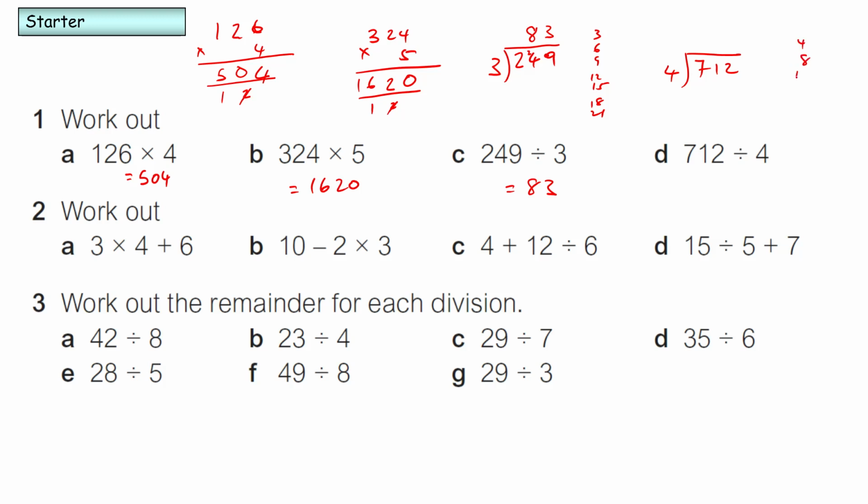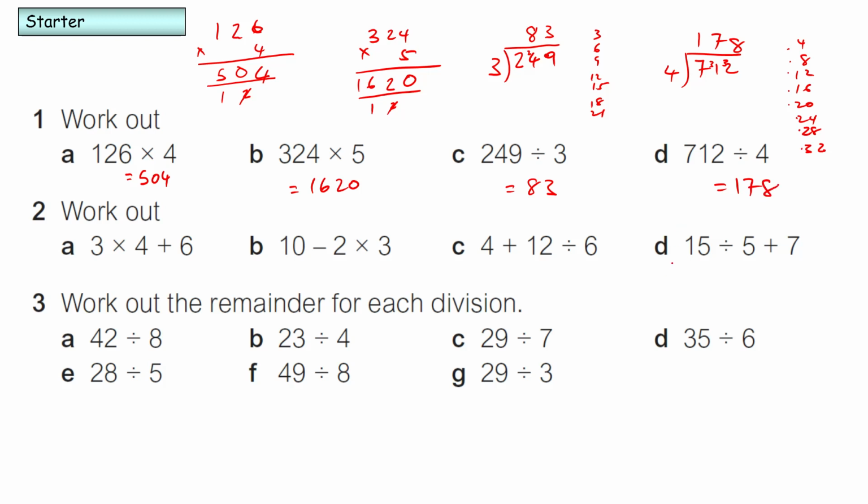4 times table, if we are unsure. And 4 goes into 7 one time. Remainder 7 take away 4 is 3. 4 into 31. Oops, let's put 32 there. So that means it's 1, 2, 3, 4, 5, 6, 7 times. And that's 28. So 31 take away 28 is 3. And 4 into 32 is 1, 2, 3, 4, 5, 6, 7, 8 times. So you should have 178.